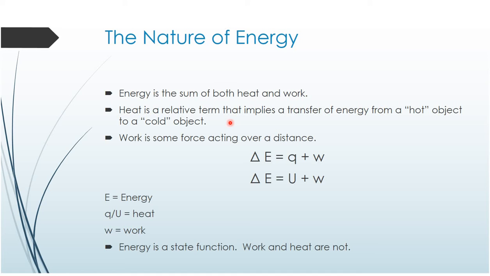So in addition, we also need to talk about work, which is force acting over a distance. Now the total energy is going to be the sum of both heat, which is either going to be Q or U. I don't know why they changed it. Some people use Q, some people use U. So it's going to be the sum of the heat energy and your work energy.